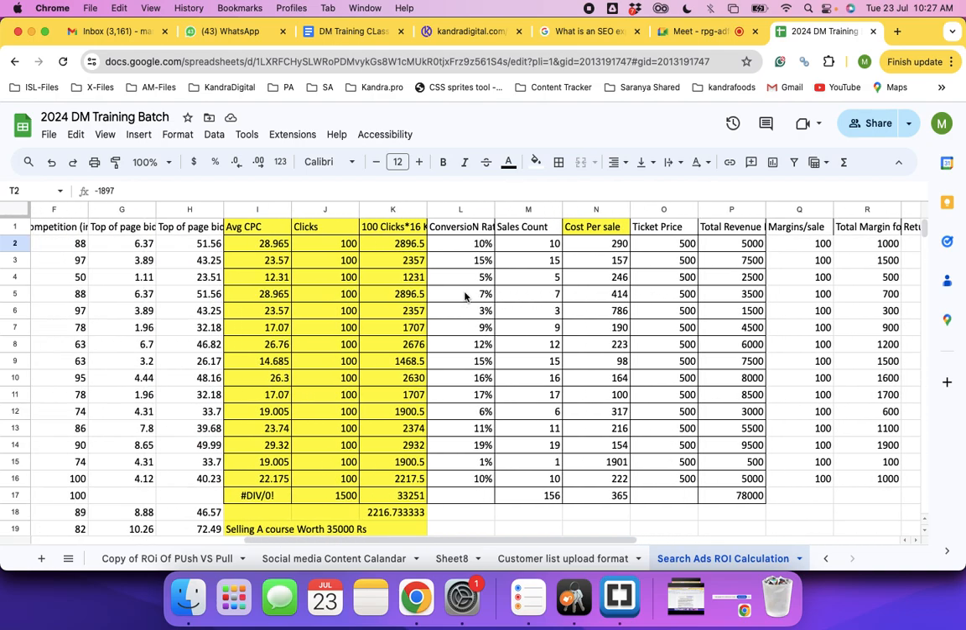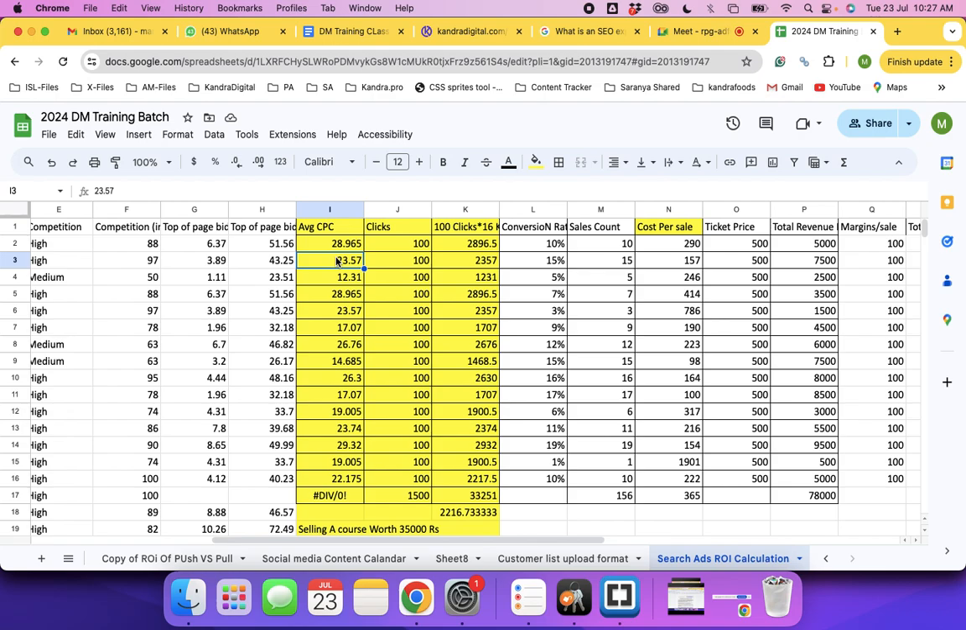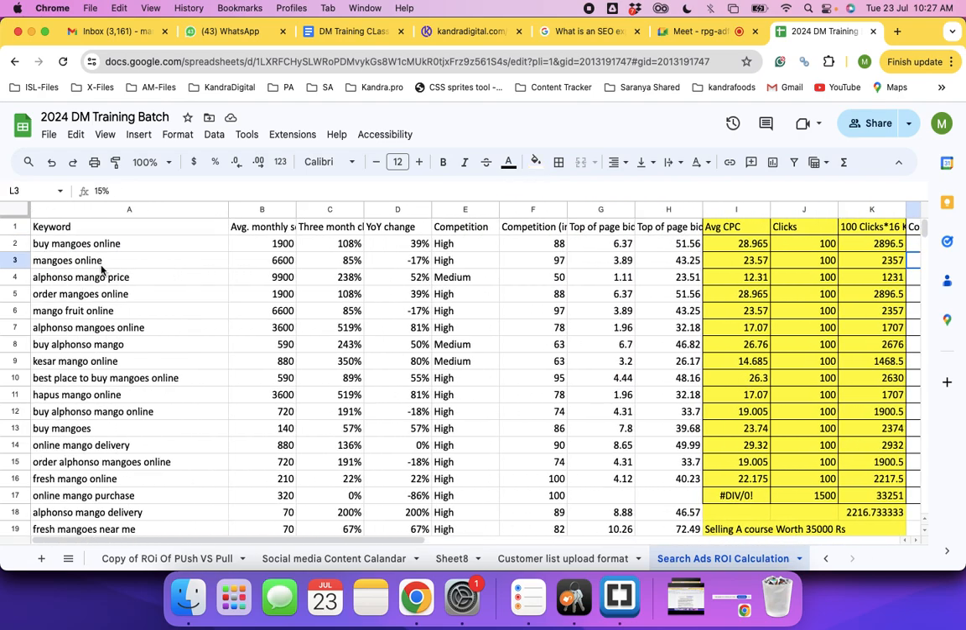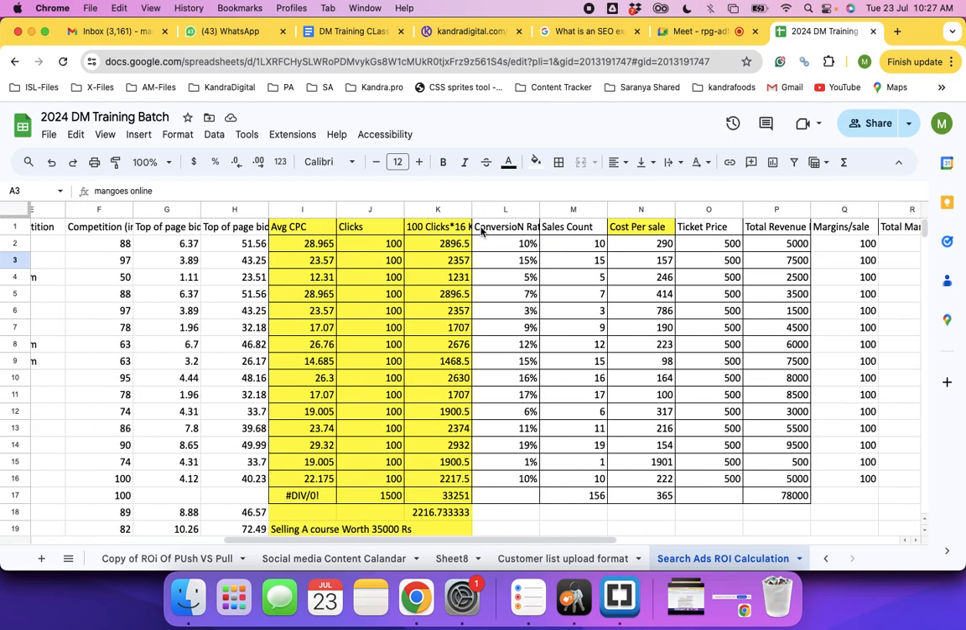Yes, sir. Right? So now we are taking another example. The CPC is 23 rupees, and to get 100 clicks, they are spending 2357 rupees. Less than this, correct? And also, this keyword is very good. People who use mangoes, just mangoes online, are highly converting, and we have made an assumption of 15%. So from the same 100 traffic, they're getting 15 sales.